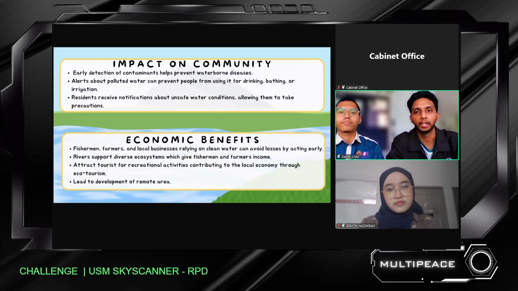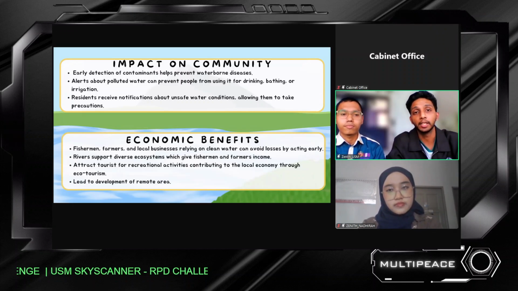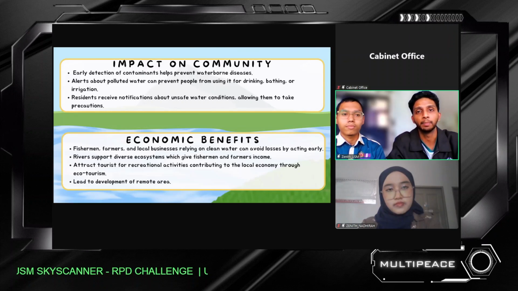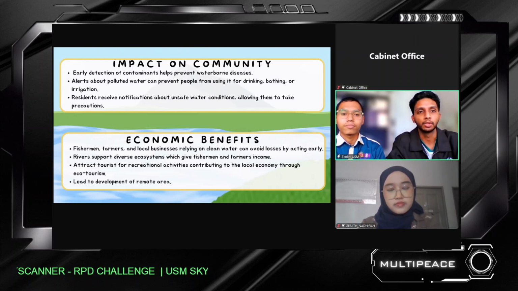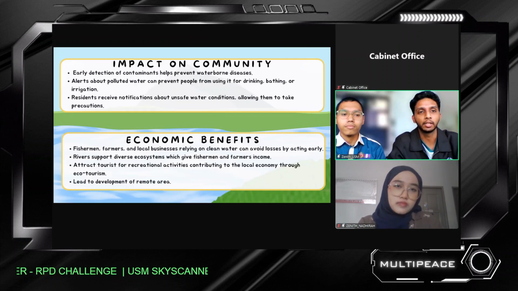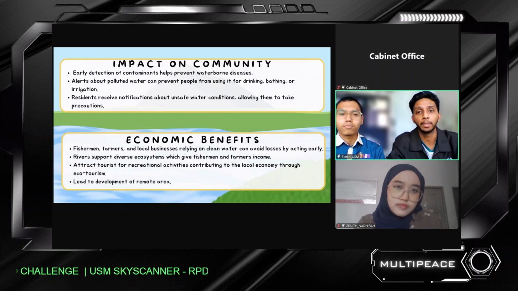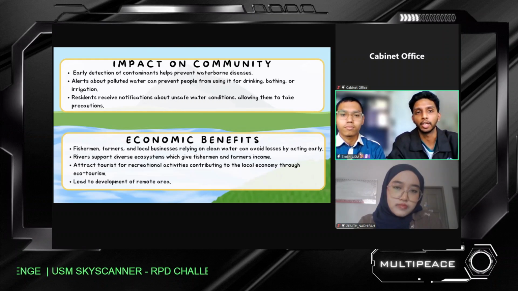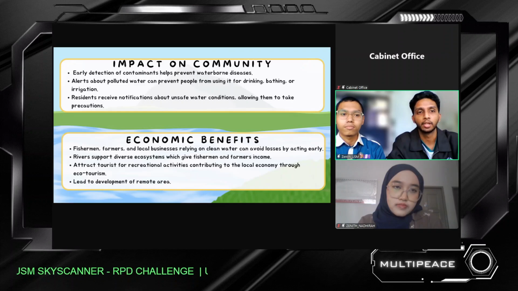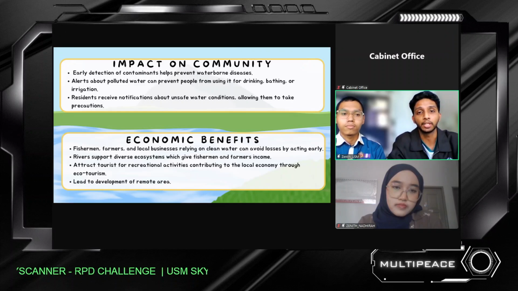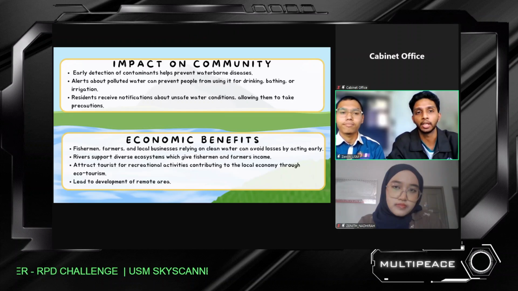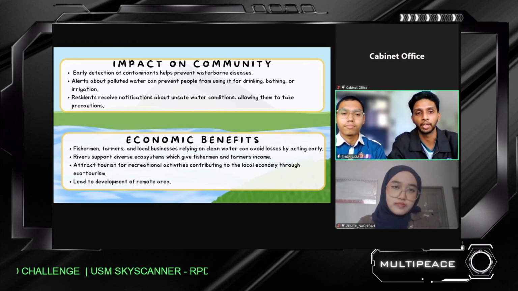What are the impacts that the community will get? They get early detection of the contaminants. This will prevent waterborne diseases. Other than that, they also get alerts about the polluted water that can prevent people from using it for drinking, bathing, or irrigation. Residents also receive notification about the unsafe water conditions, so that it will allow them to take any precautions beforehand.